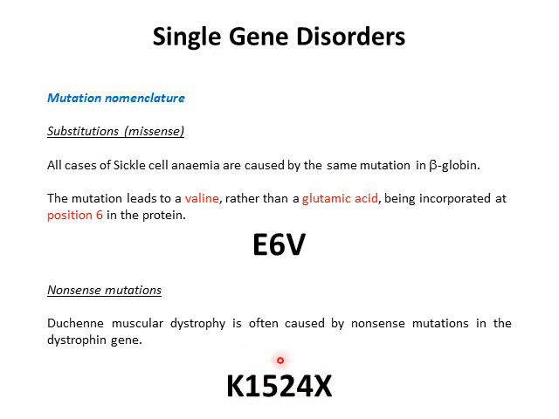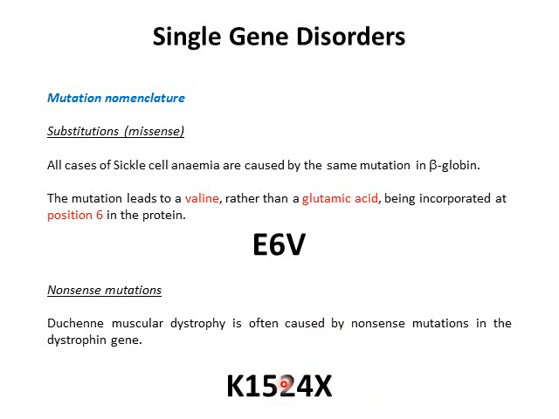We would say the position of the protein where that mutation is occurring. So this is amino acid 1524. This is a huge protein, I've already told you, a massive gene, dystrophin. And at position 1524, we would normally expect a lysine residue. However, in this particular mutation, the lysine has been converted to a termination codon, a stop codon.